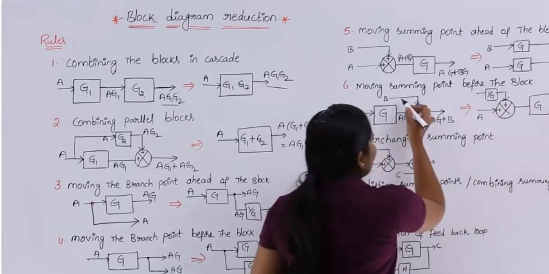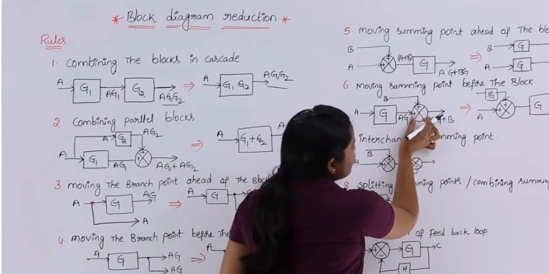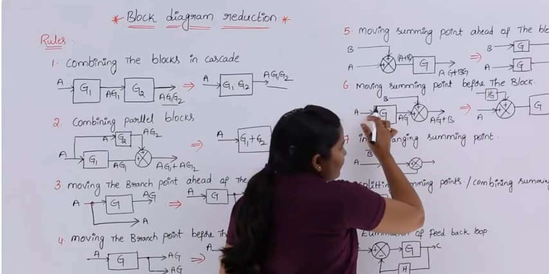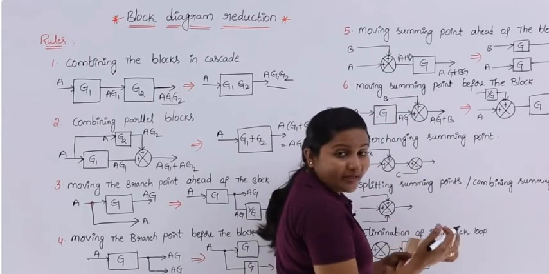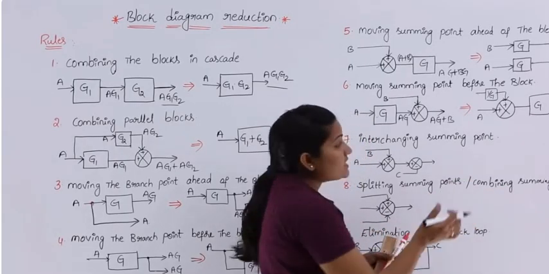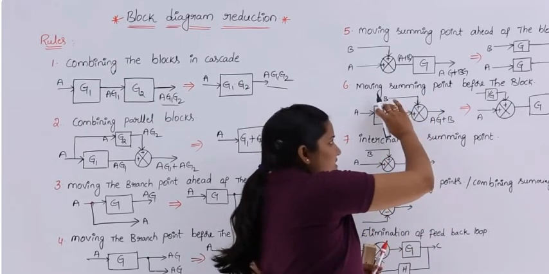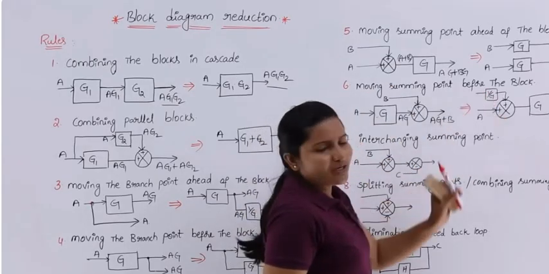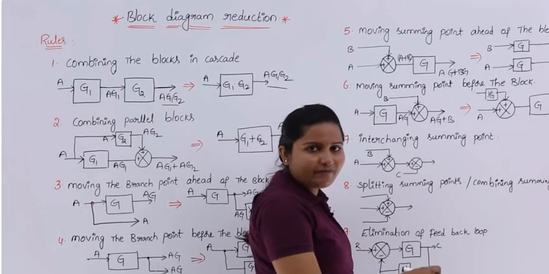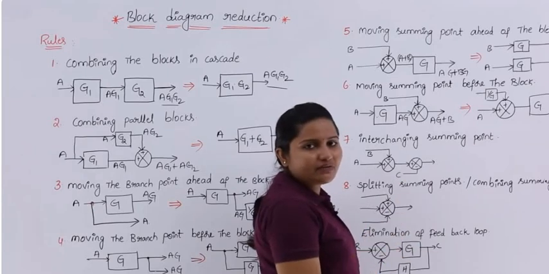Why? Because previously B is not going to enter through this block. When I move this summing point to here, after that summing point you are having the block. So that B needs to enter into the block, which is actually not there. So to reduce the effect of this block on B, I am taking 1 by G here. Whenever you require negation of the effect of a block on a signal, you need to consider the inverse of that gain.